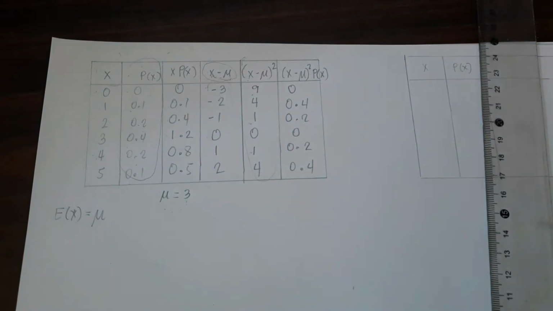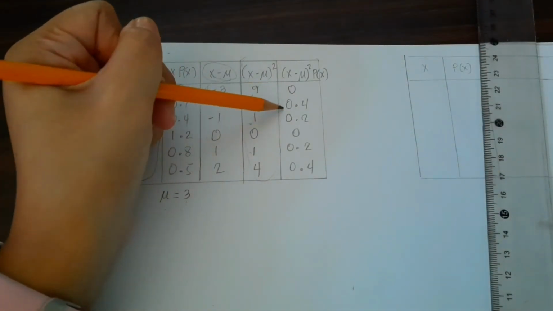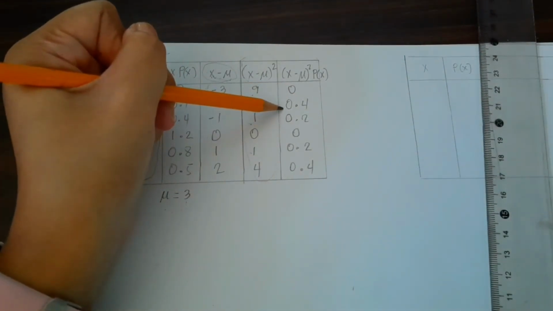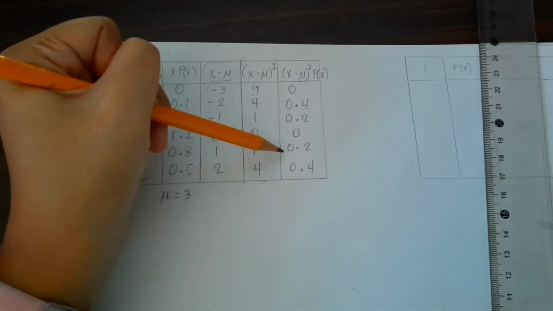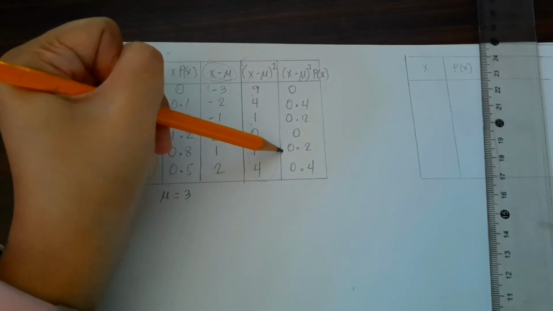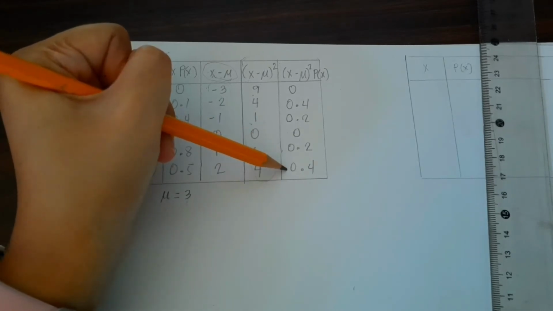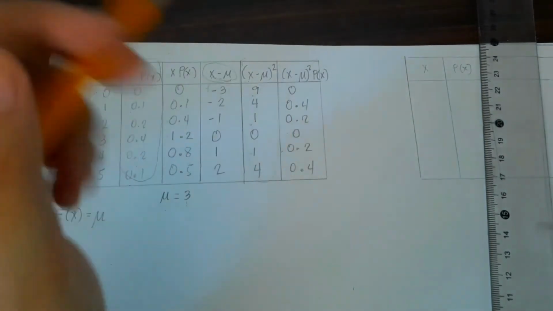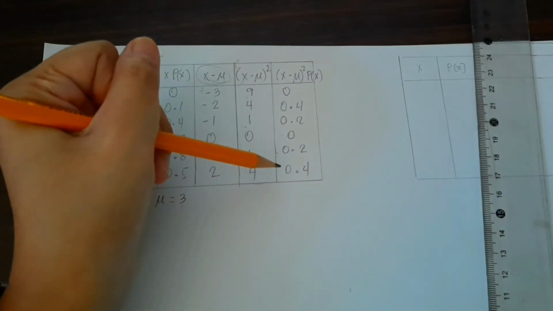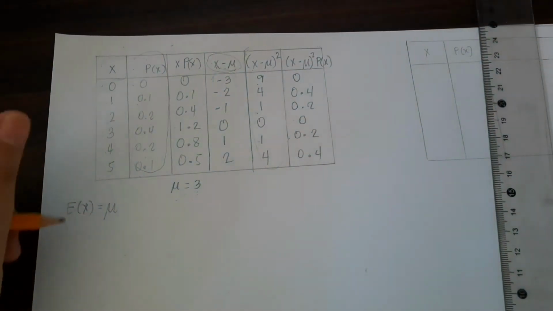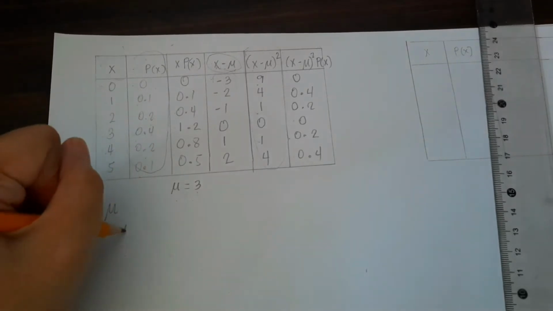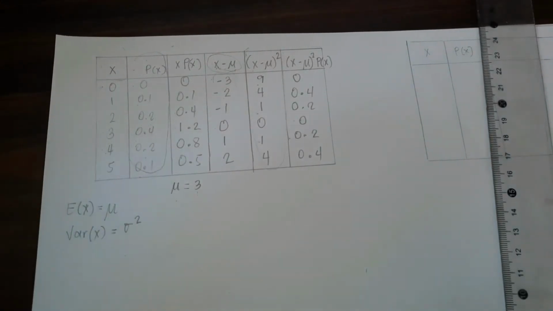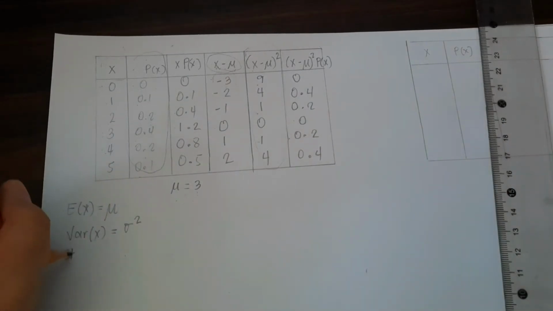So, to add, 0 plus 0.4 is equal to 0.4. Plus 0.2 is equal to 0.6. Plus 0. Plus 0.2 is equal to 0.8. Plus 0.4 is equal to 1.2. So, yung total nito, yun na yung ating variance. Pwede natin siya sa symbol na, ayan, may squared siya. Pag wala na siyang squared, standard deviation na siya.